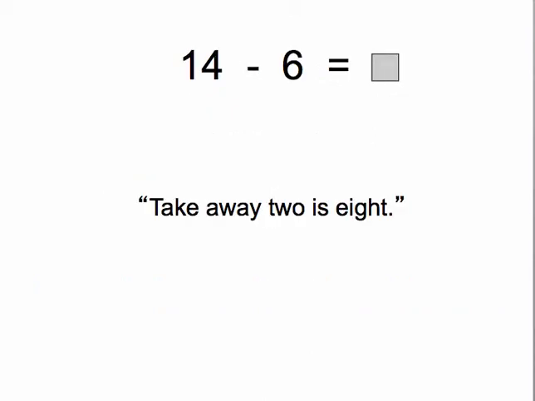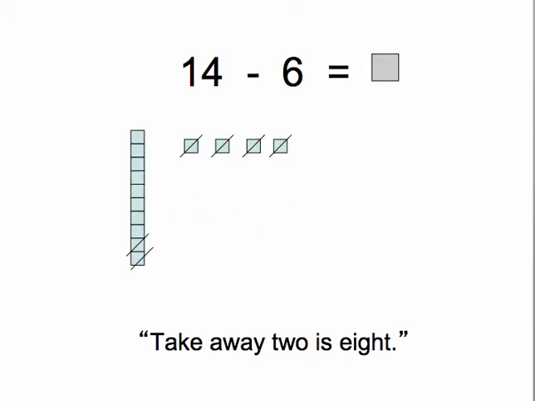Here we see a child use it in subtraction, and again, the words the child used seem odd. They're going to use the number 2. So what does this mean? Take away 2 is 8. Well, they looked at the 14 and they took away 4 immediately to get down to the anchor of 10, but there's still 2 more to remove. So they decompose 6 into a 4 and then a 2.